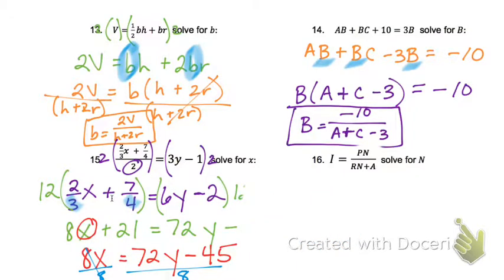Okay, so I want to get rid of the fraction. I want to multiply by this whole thing, because that's the only way to get rid of the fraction. So I'm going to multiply by Rn plus A. So I get I times Rn plus A, and you could go ahead and distribute it if you wanted. So I Rn plus Ia.